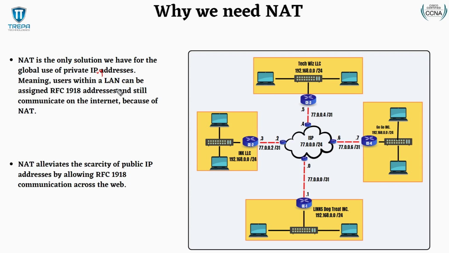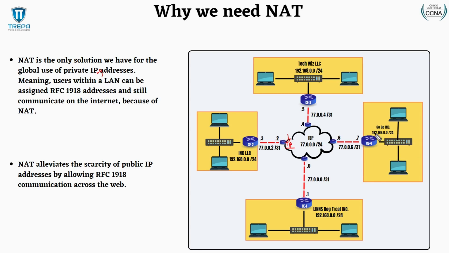So NAT alleviates the scarcity of public IP addresses. The whole point of NAT and private IPs was we were running out of public IPv4 addresses. So NAT was that solution in conjunction with RFC 1918 to still allow internet connectivity for enterprises and home networks all across the world to communicate by only assigning one public IP to your connection outbound to your ISP, your WAN, or your internet.